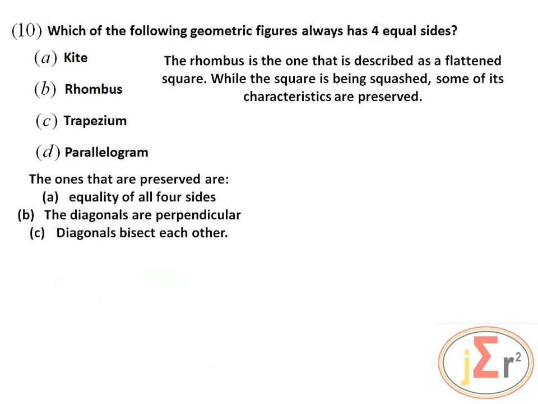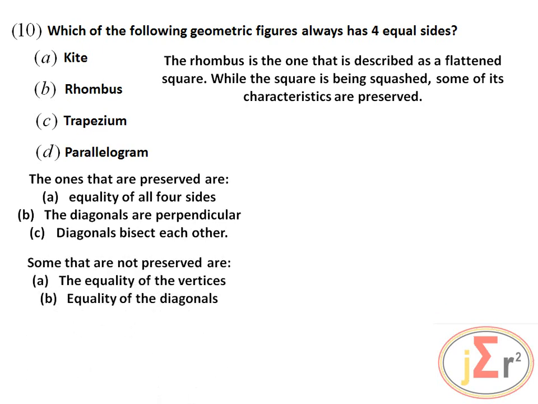The ones that are preserved are equality of all four sides. So we are sure now that the rhombus is the one with all sides equal. Some of the things that are preserved: equality of all four sides, the diagonals are perpendicular, and the diagonals bisect each other. So those characteristics of a square are preserved when we squeeze it down in order to make a rhombus out of it.